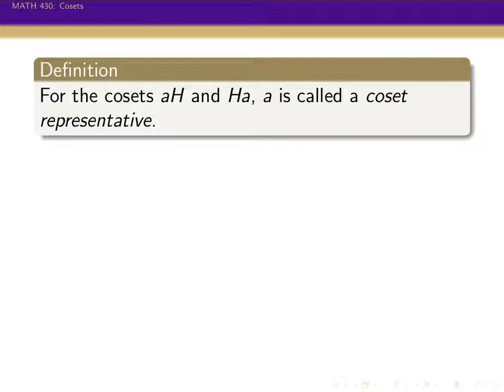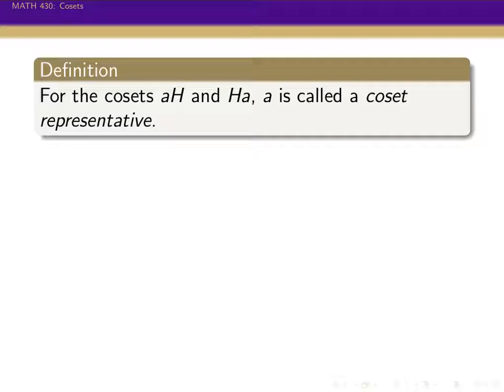Okay, so for these cosets, AH and HA, whether we're talking about a left coset or a right coset, A is called the coset representative. It's sort of the element in G that is building the rest of the coset by multiplying it by the other elements of H.